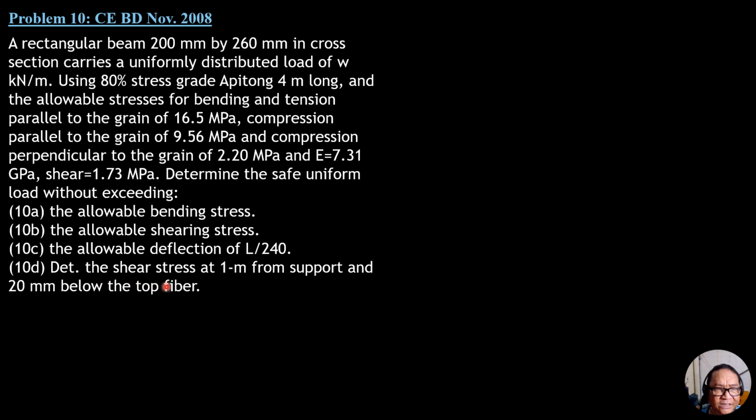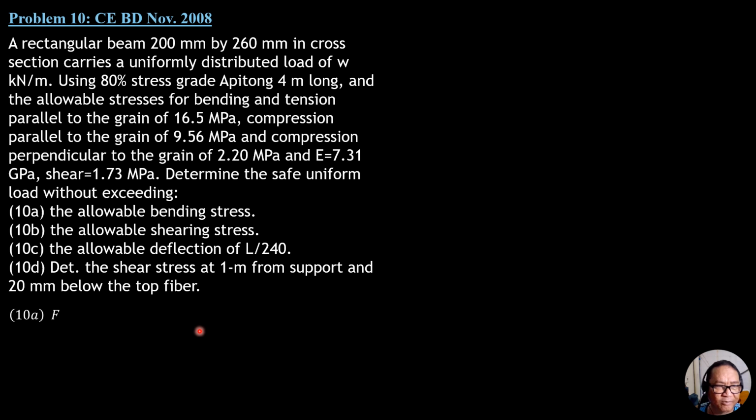Determine the shear stress at 1 meter from support and 20 millimeters below the top fiber. So for number one, allowable bending stress is, as mentioned here, for bending and tension, 16.5 megapascals. And for a beam simply supported and loaded with uniform load, the maximum moment is WL square over 8. Of course, you should know that already.